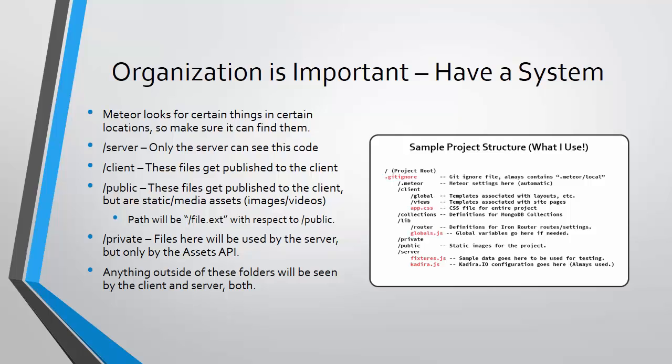Anything outside of those four folders will be seen by the client and the server both. For example, the collections folder in my sample project structure is such a folder, and the lib folder too. Both are folders that the client and server will be able to see, which is why I store my collections in a place that can be seen by everything, as well as global variables, and all of my routing can be seen by client and server.